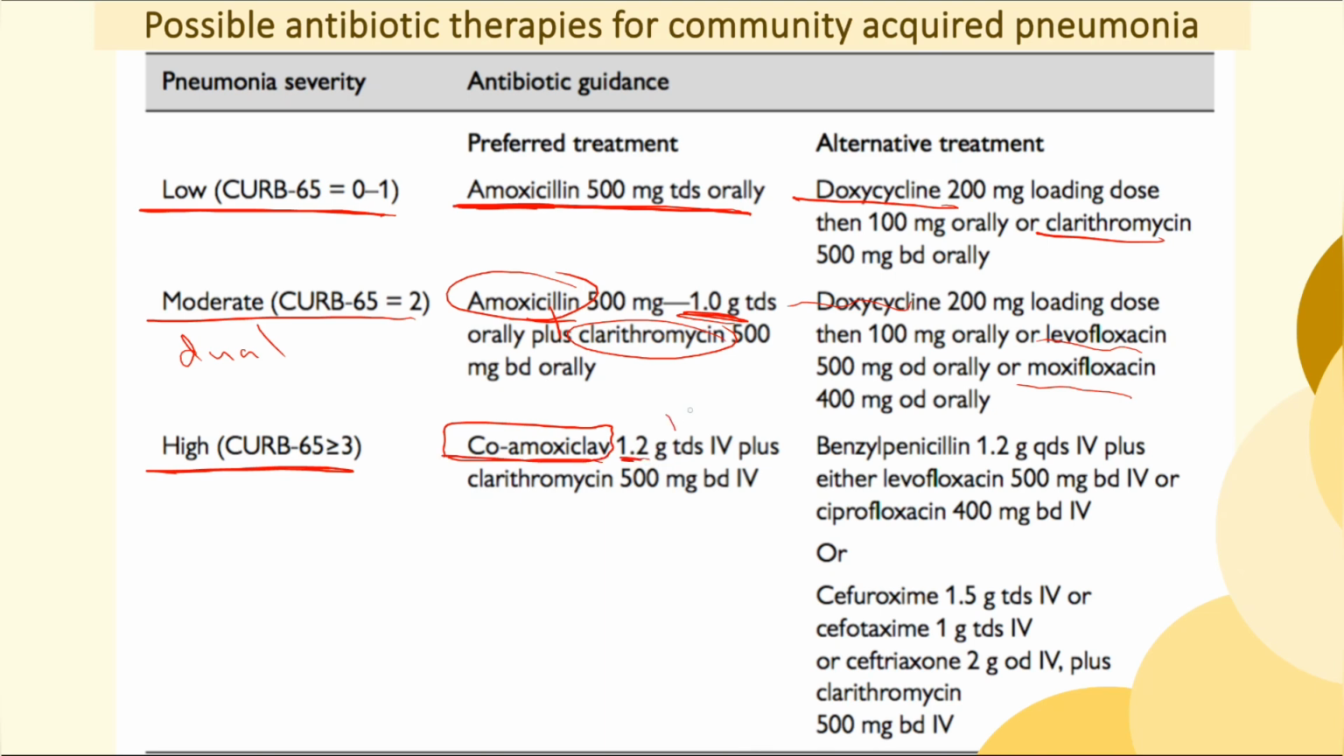For the high scoring, severe patient, you usually admit them and give co-amoxiclav 1.2 grams 3 times daily intravenously, plus azithromycin or clarithromycin. So again dual antibiotics, but you have to start with IV. The alternatives are benzylpenicillin plus levofloxacin. Sometimes you don't have co-amoxiclav, so you may instead give a third generation cephalosporin, for example ceftriaxone. We give 1 gram twice daily IV.